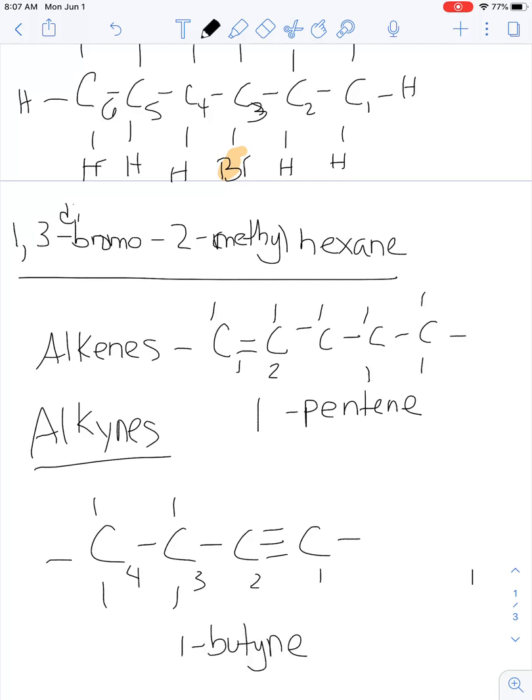Okay, so for your homework, I'm going to give you 5 names and have you draw the structures, take a picture, and submit to me.